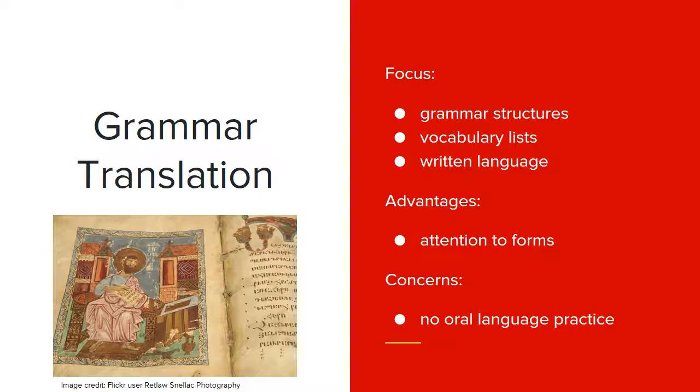The grammar translation method is an old historical method. It's been used for centuries. And the focus in this method is on grammar structures and vocabulary lists. Really, the interest here is translating written text from one language into another language. So really there's a focus on the form of the language, meaning the grammar and the vocabulary.